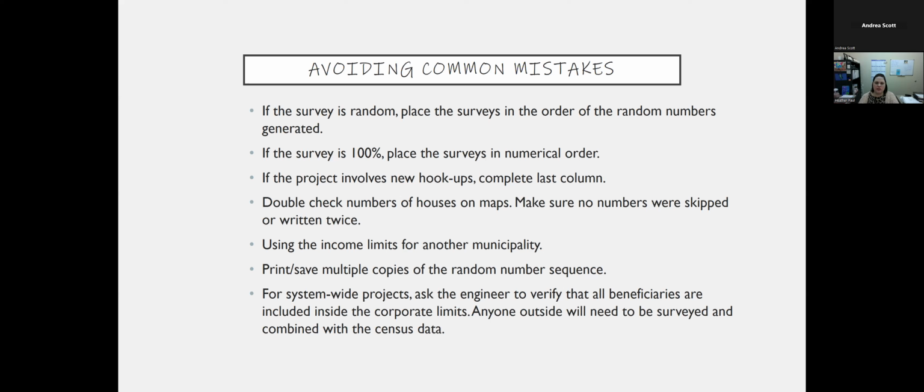Again, if the project involves new hookups, make sure that you're completing that last column. Double check the number of the houses on the maps. This is the biggest problem that we have by far on surveys, especially large surveys. When people are numbering maps where the work is being done, and sometimes those go up into the hundreds, it's very easy to skip a number or to write a number twice. So check those twice, and maybe have somebody come along and count behind you, because we will. Two people will. Sometimes maybe even one person doesn't catch it, but somebody else will. And then you'll have to redo your survey.